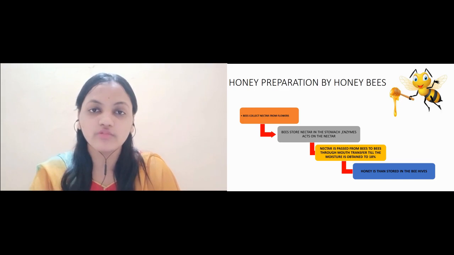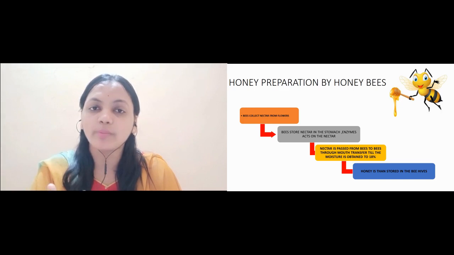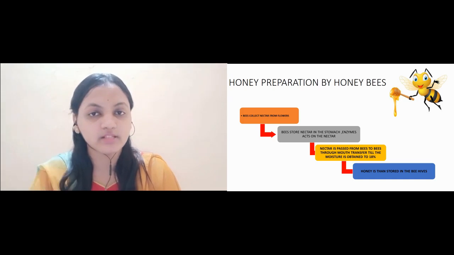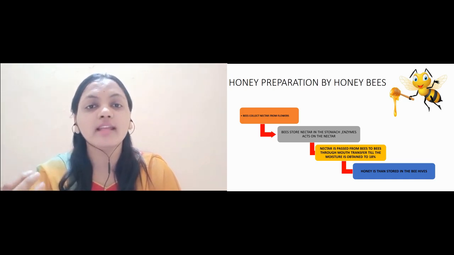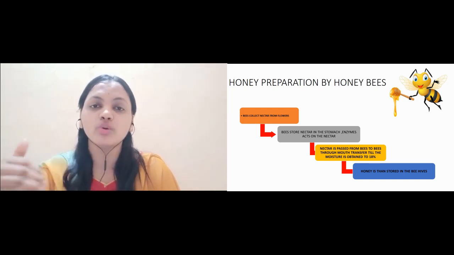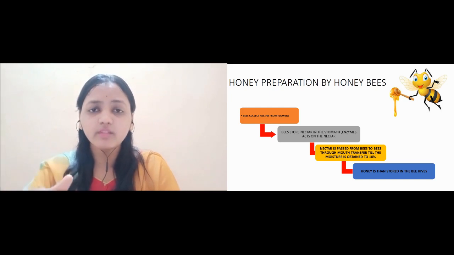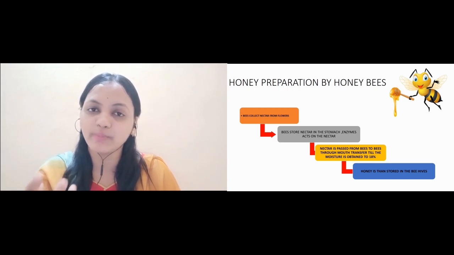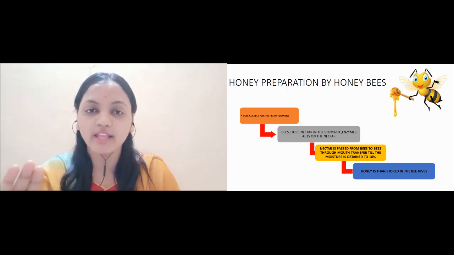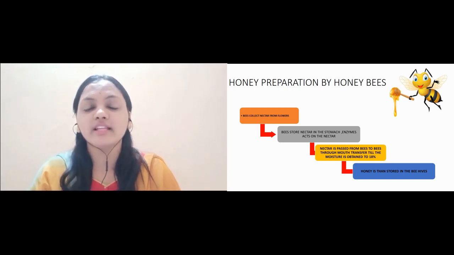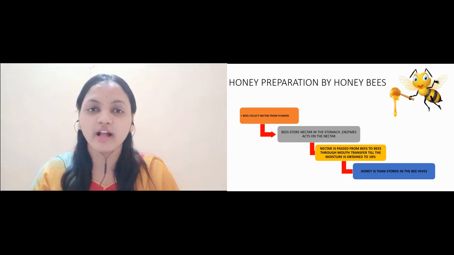contains 18% of moisture. Once the moisture is removed, the nectar has now been converted into a sweet substance called honey, which is rich in enzymes. So in this way the honeybee passes this nectar to all its colleagues, we can say, and the honey, once it gets prepared, is stored in the beehive and then they wax the beehive. And in this way the honeybees prepare honey.